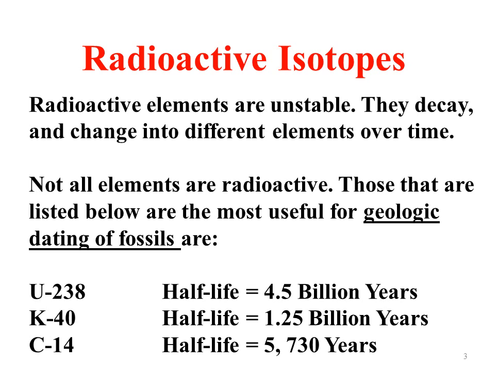So radioactive elements are unstable. So what that means is they decay and change into different elements over time. Not all elements are radioactive. Those that are listed below are the most useful for geological dating of fossils. So that means we can tell how old something is by figuring out how much of this stuff there is left.